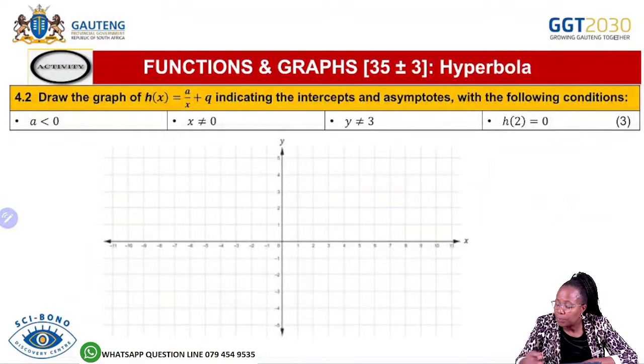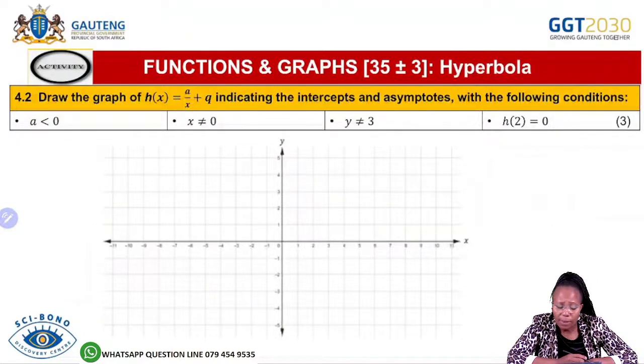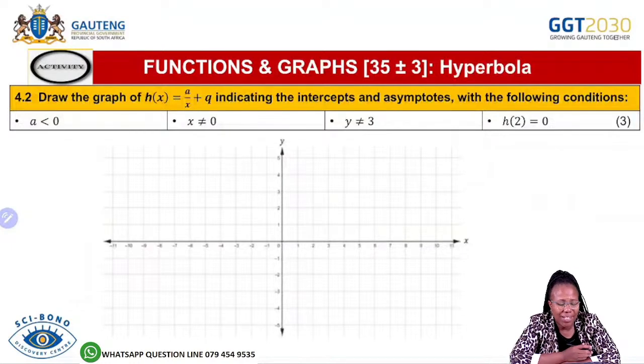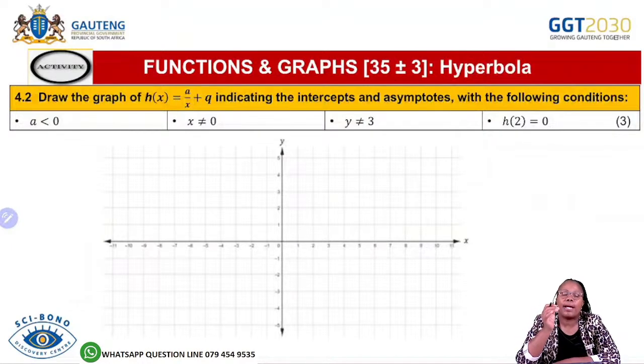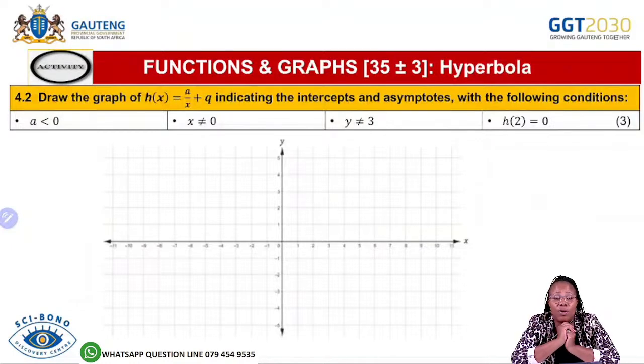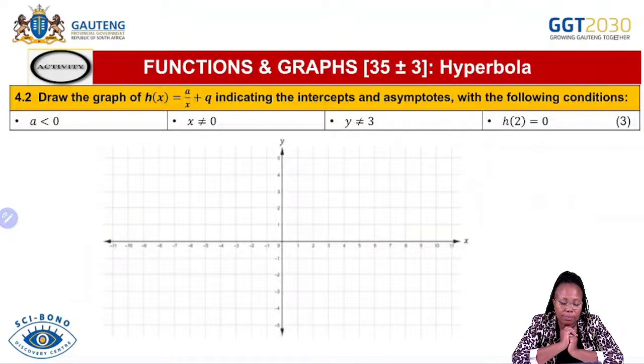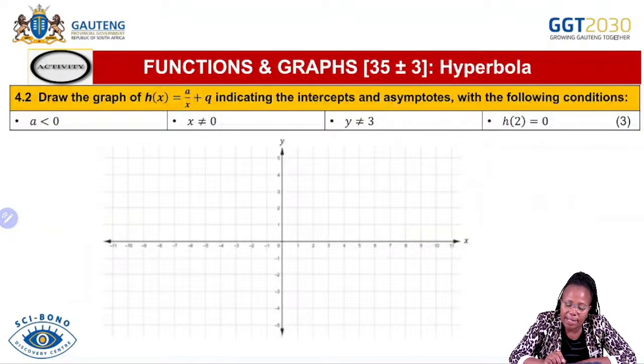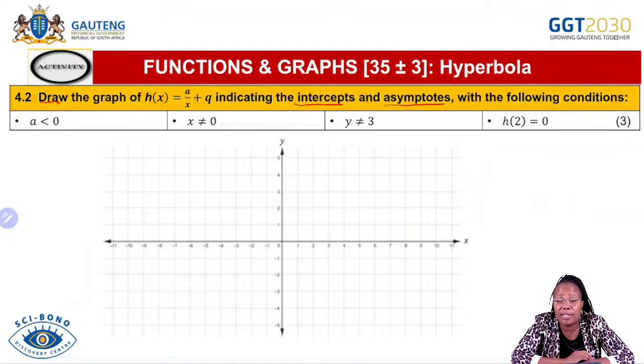That is the analysis of the three graphs that we were having there. And then the next question says draw the graph of h of x. And this h of x, the equation is a over x. The minute we see a over x, you must know that it's a hyperbola. If x is in the denominator, we are expecting a hyperbola graph. And then plus q, which is our y asymptote. So as you draw this graph, you must indicate the intercept and you must indicate the asymptote.